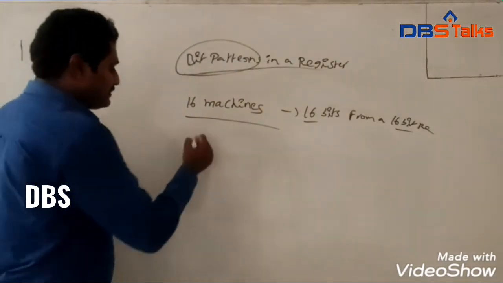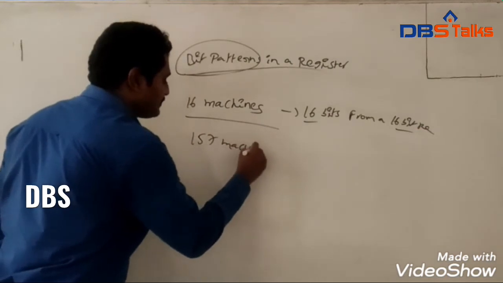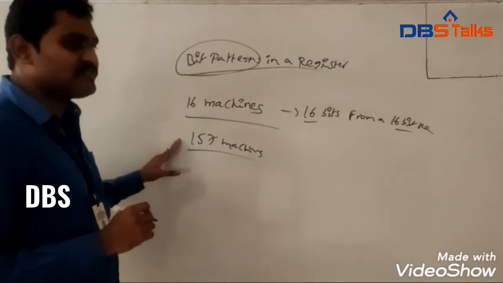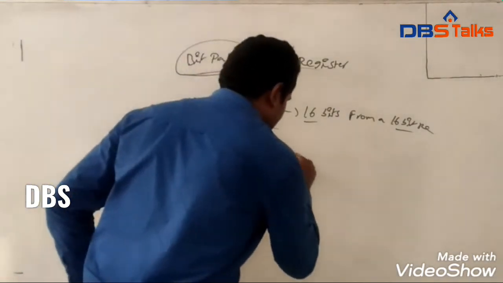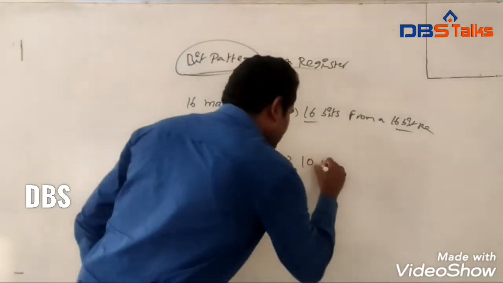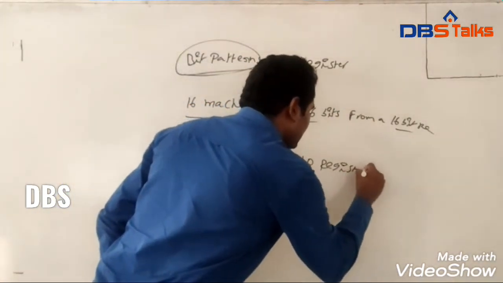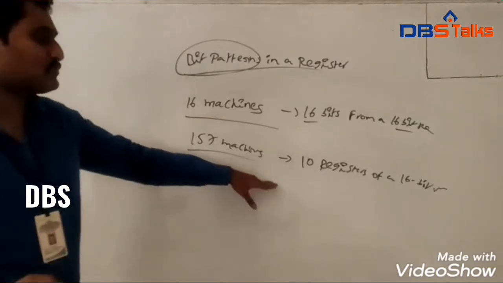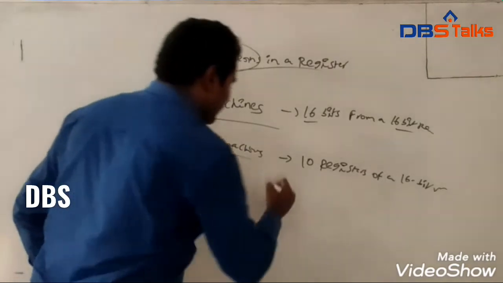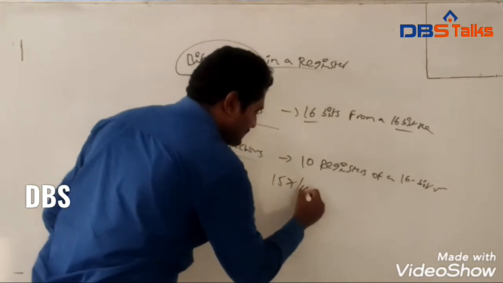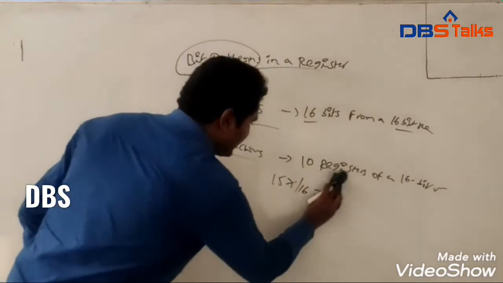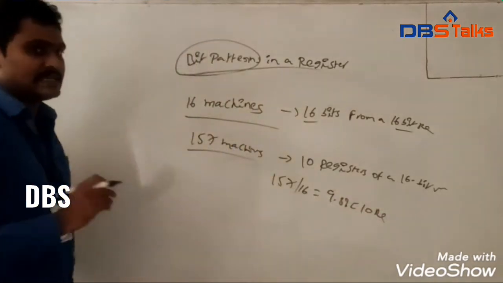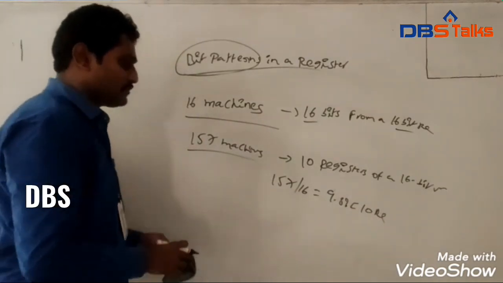As another example, I am taking 157 machines. That means we have to control the on-off status of these 157 machines. To control these 157 machines, we have to use 10 registers of 16 bits. Here I am taking 10 registers to control the 157 machines. That is 157 divided by 16, which is approximately 9.88. So we are using 10 registers to control the 157 machines.